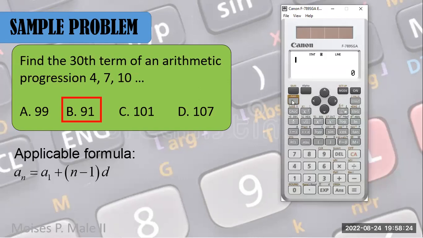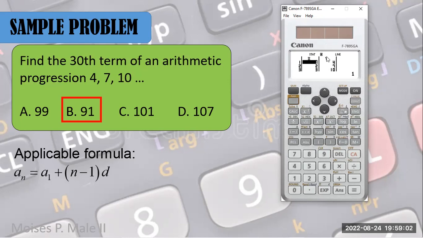Okay. So, ang gagawin nyo, since binigay, kung tingnan nyo yung data, ang X column natin is for the N. So, N equals to 1, N equals to 2, N equals to 3. Tapos yung Y natin is the A, the term mismo, or the elements. So, ang hinahanap natin dito is the element, the 30th element. So, ibig sabihin, Y yung hinahanap natin.